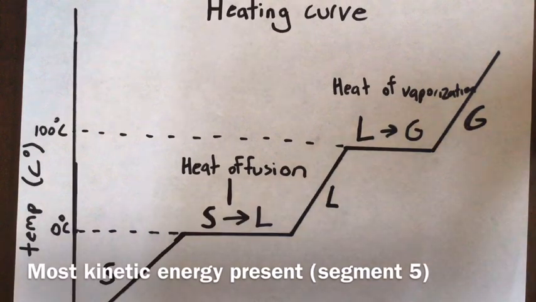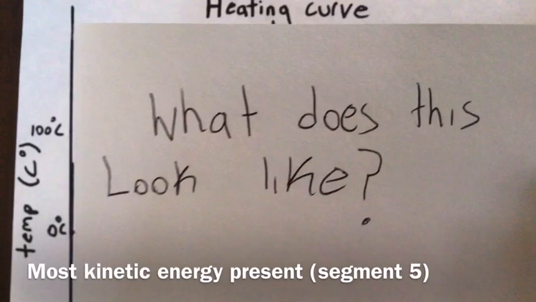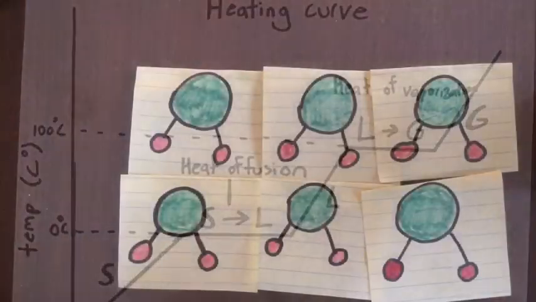After 100 degrees Celsius, H2O is a gas and therefore has the most kinetic energy because the particles can move freely. Also, the temperature is still increasing. This is an endothermic reaction, meaning that heat is being added.